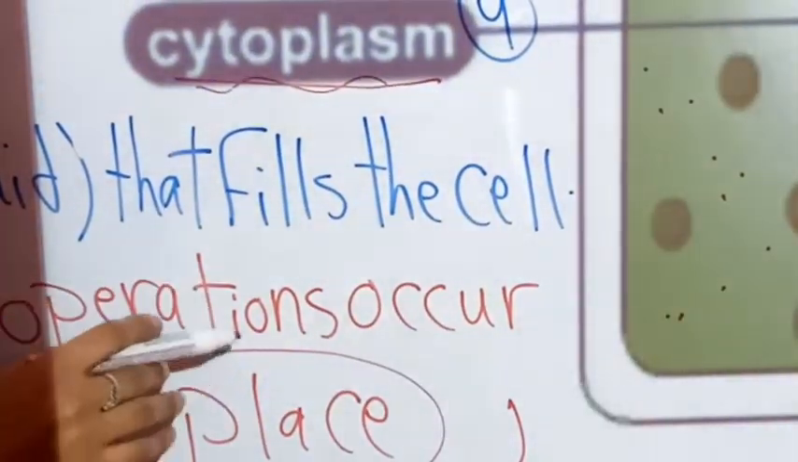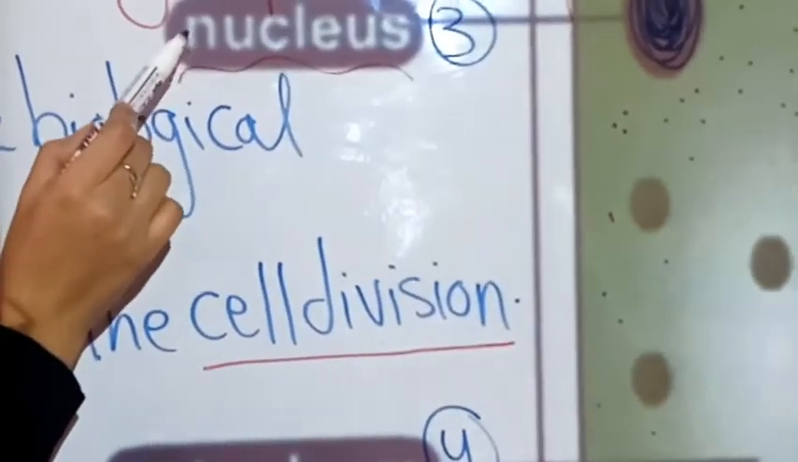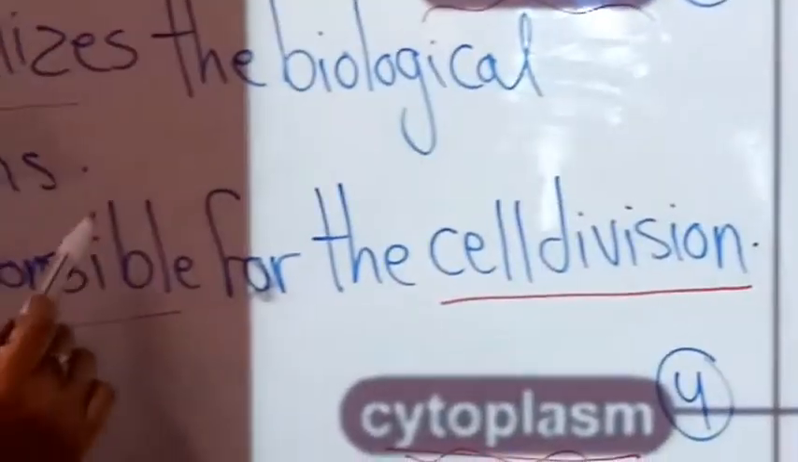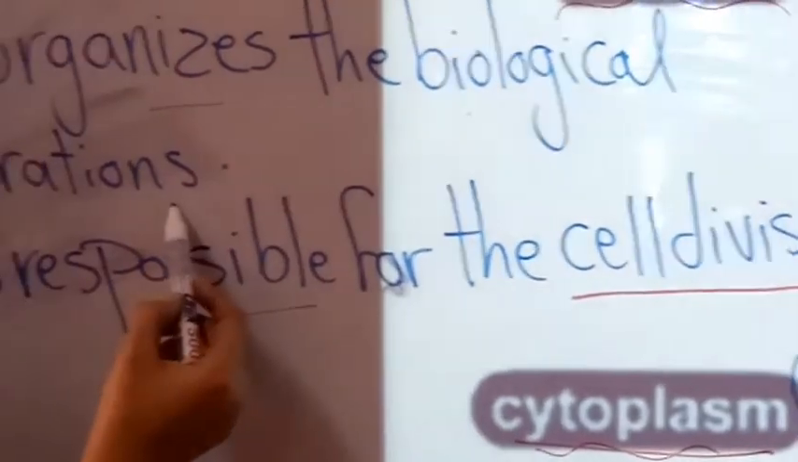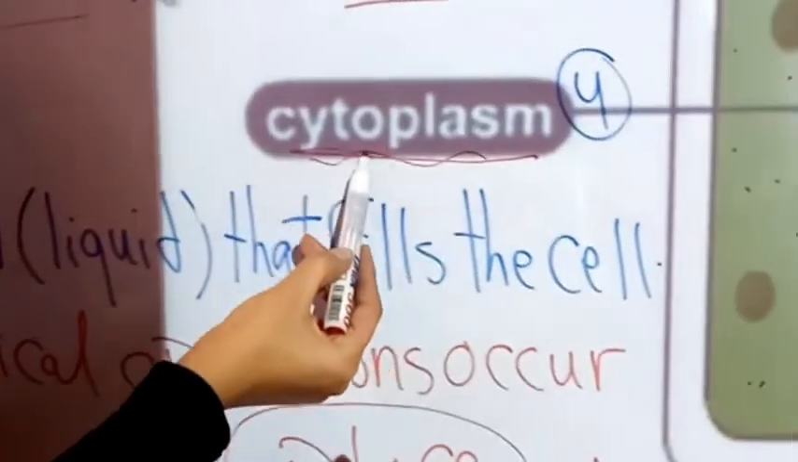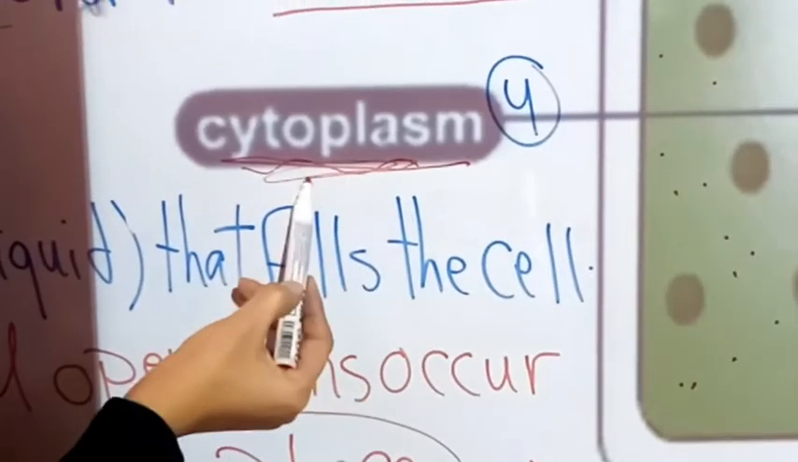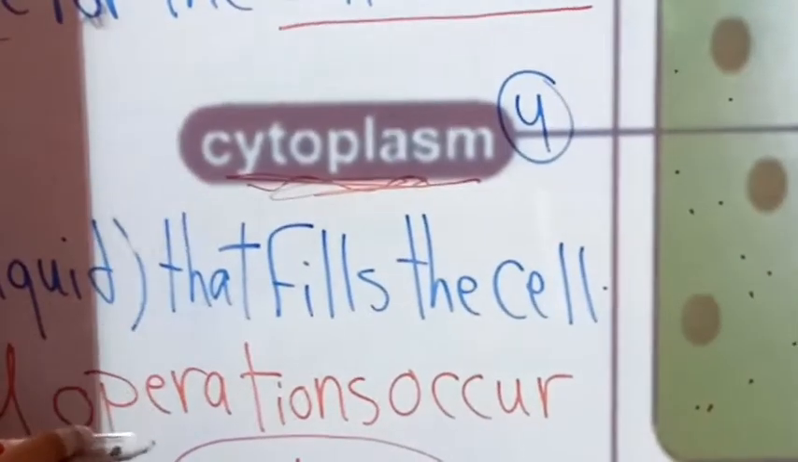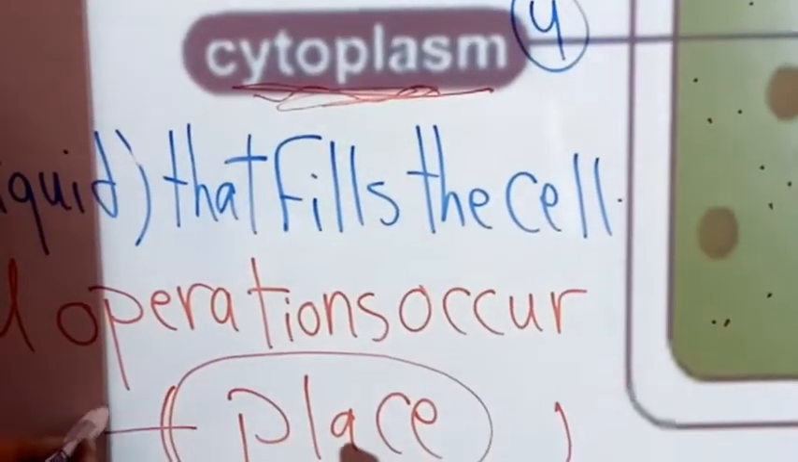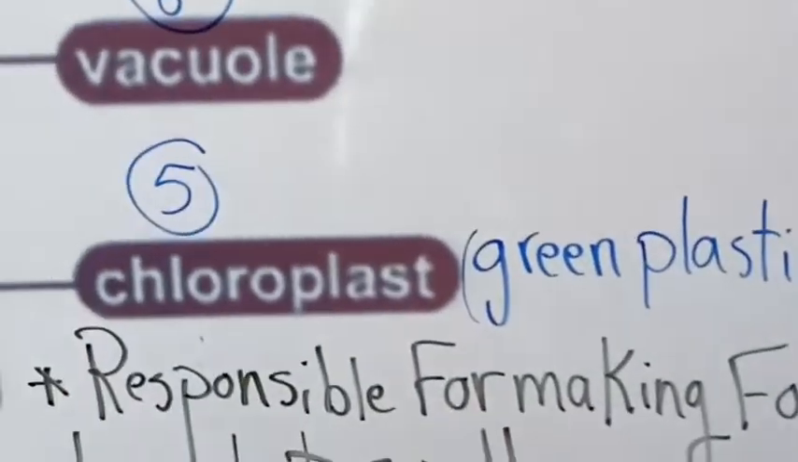But who is responsible for doing all the biological operations? The nucleus. The nucleus is responsible for all the biological operations. Where is the place? The place is the cytoplasm, at which all the biological operations occur. So let's move to number 5.